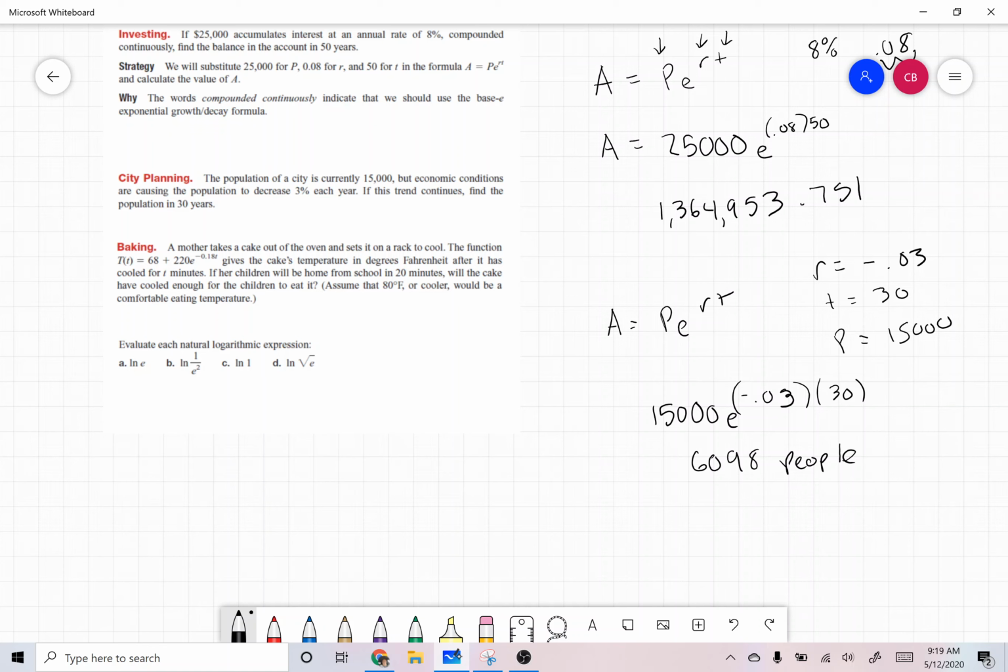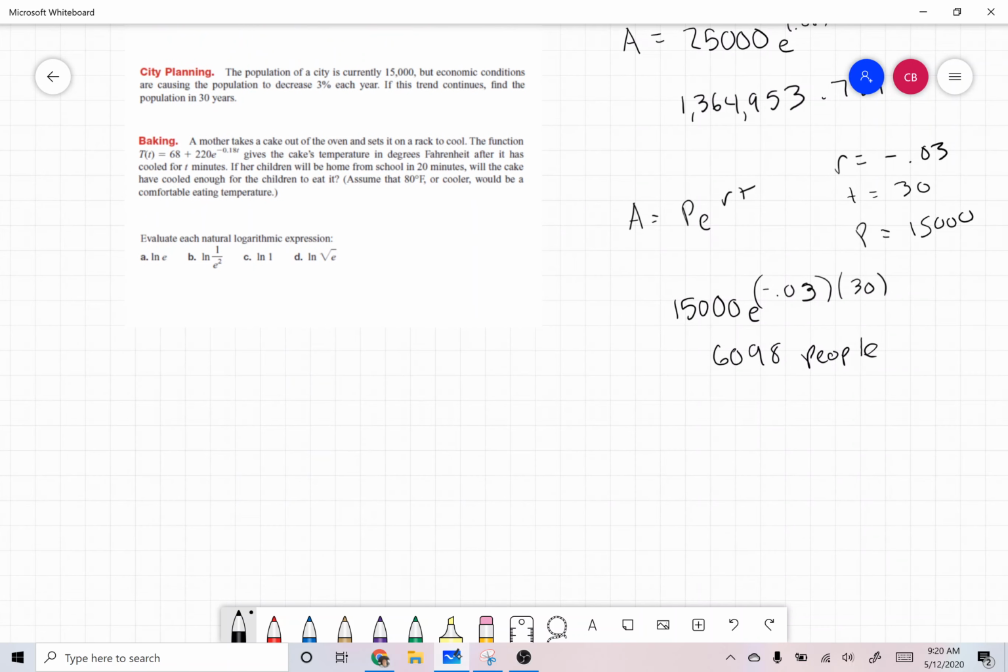A mother takes a cake out of the oven, and the function represents the cake's temperature in Fahrenheit after it's taken out and cooled for t minutes. If her children come home from school in 20 minutes, will the cake have cooled enough to eat it? Assume that 80 degrees or cooler would be comfortable. Okay, so we're just going to plug in that value. We have 68 plus 220 e to the negative 0.18 times 20 minutes.